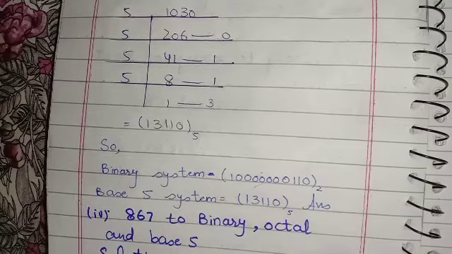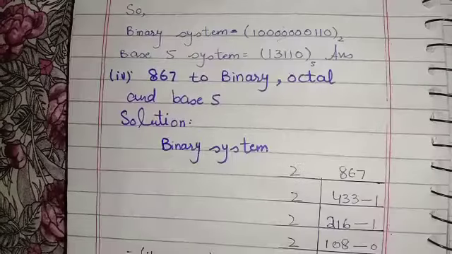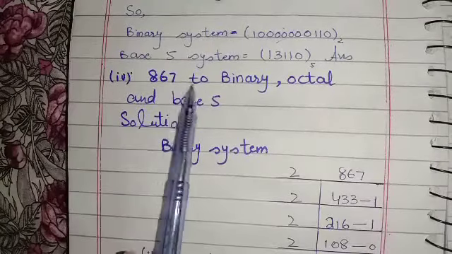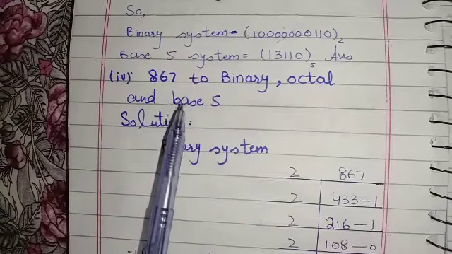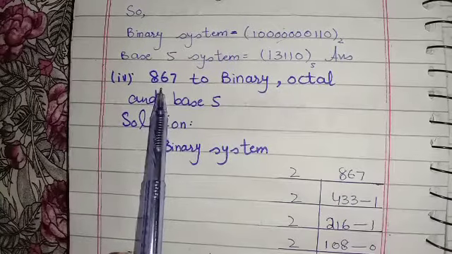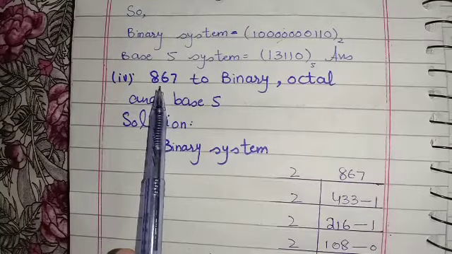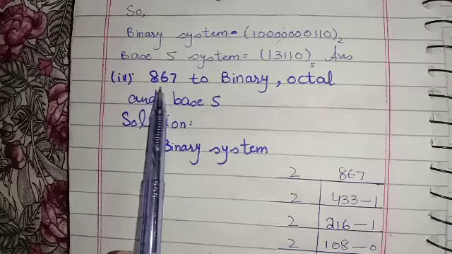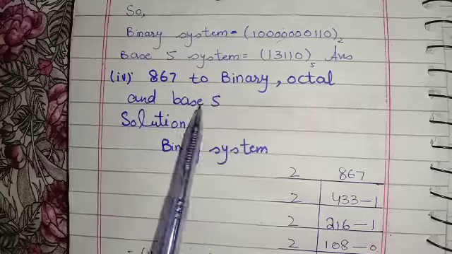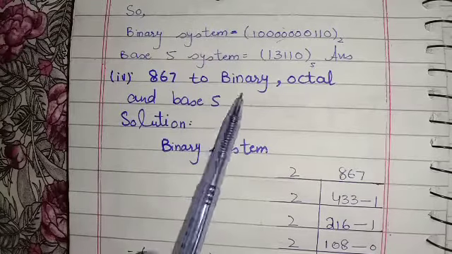Now let's move towards our part 4. 867 to binary, octal and base 5. As you can see students that this is a decimal number system, so we will convert directly this number into binary, octal and base 5, starting from our binary system.